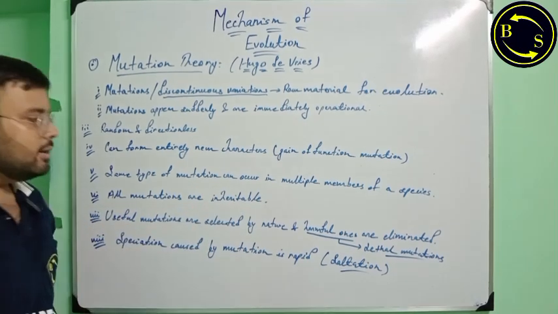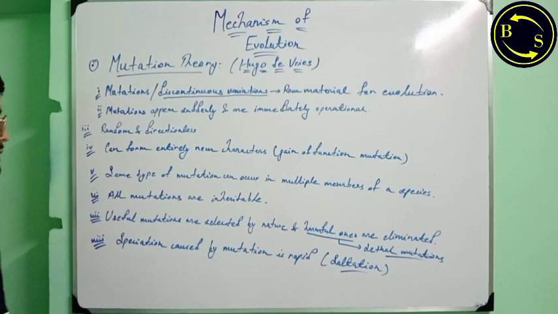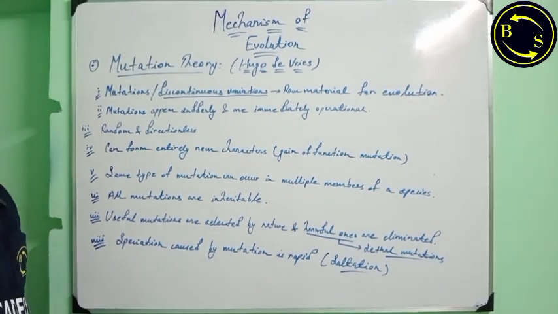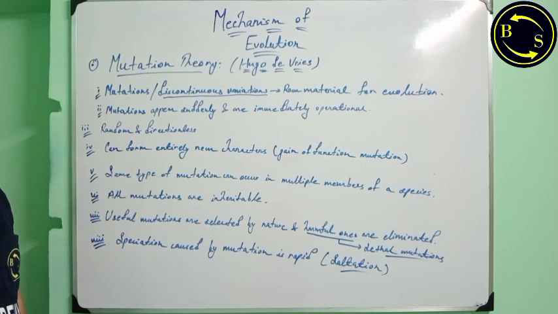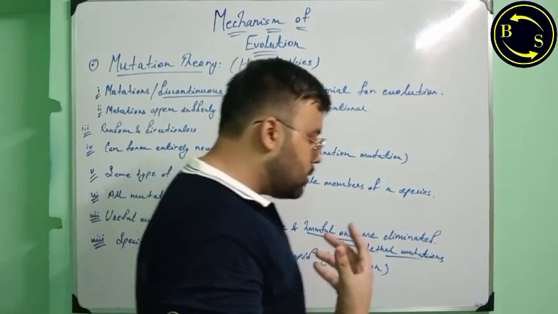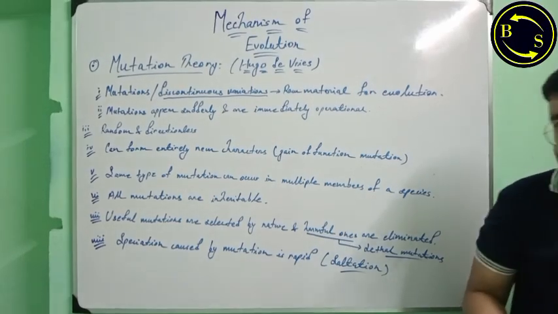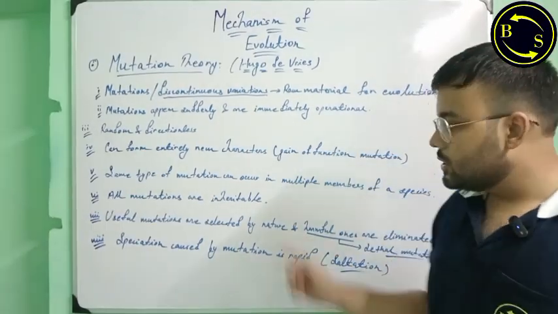All mutations are inheritable. They can be inherited, because mutations occur primarily in the gametes, that is, in the chromosomes of the gametes. So they can be inherited. So all mutations are inheritable.